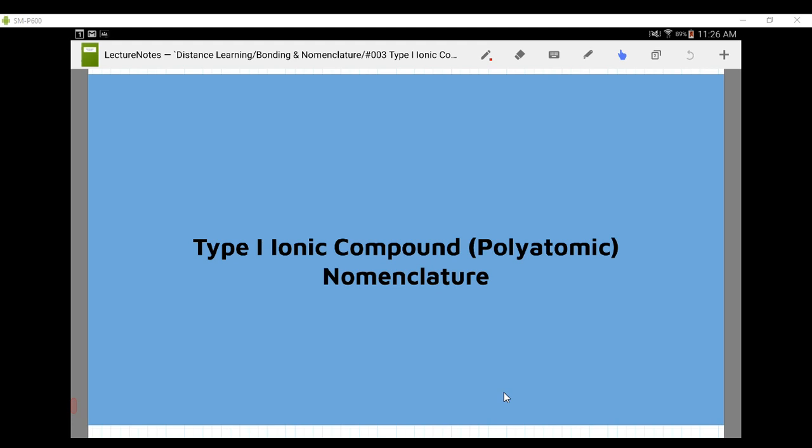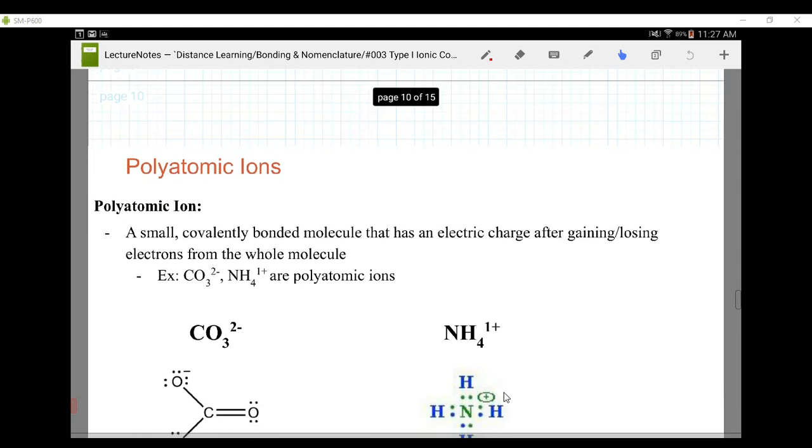All right, so continuing our adventure into type 1 ionic compounds and their nomenclature, that's the fancy word for writing the names and formulas. We're going to talk about polyatomic ions. They're a little bit different just in terms of their structure and what they mean. However, the rules for naming them are essentially the exact same thing. First and foremost, what is a polyatomic ion?